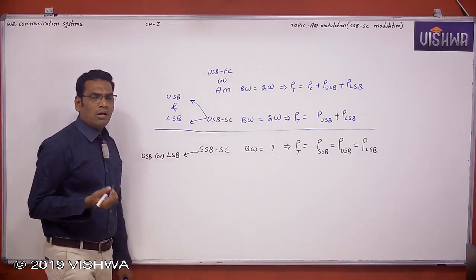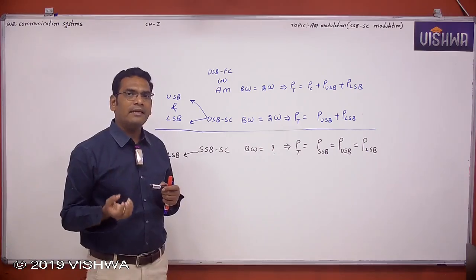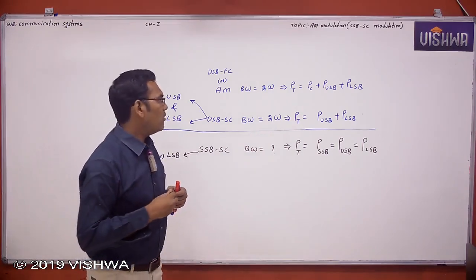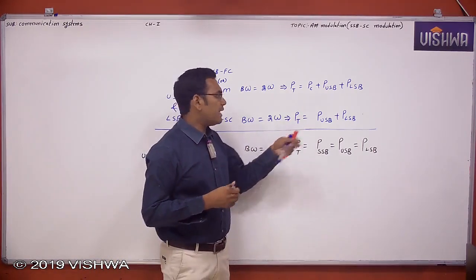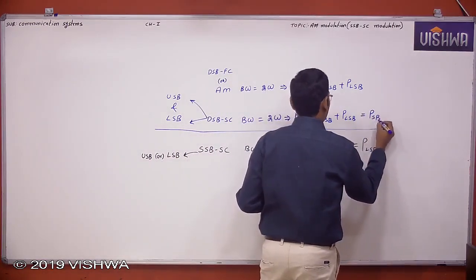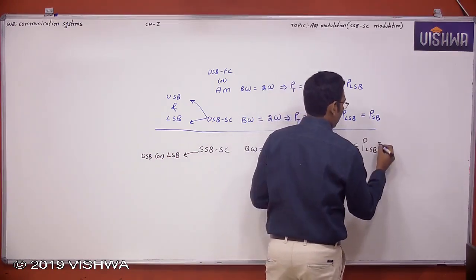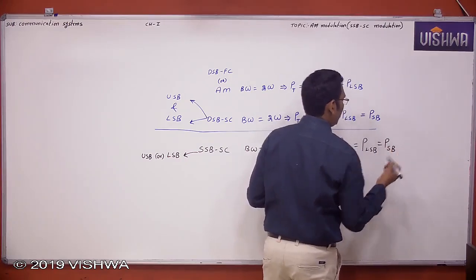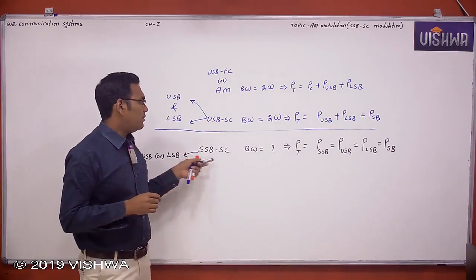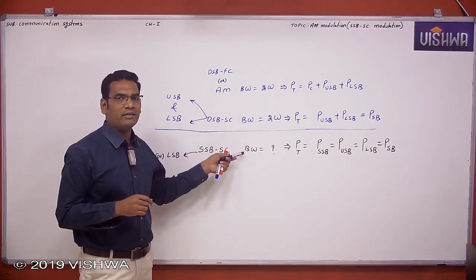Obviously there is no confusion in all suppressed carrier modulation techniques: definitely the power efficiency or modulation efficiency should increase. Why? Because whatever the total power is, it is carried by the sidebands. There is no carrier power. Sidebands will take more power, and obviously power efficiency is increased. So we'll find what the bandwidth should be in SSB-SC, and whether we achieve the reduction of bandwidth or not.